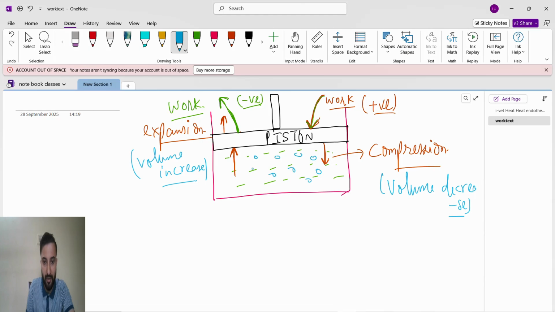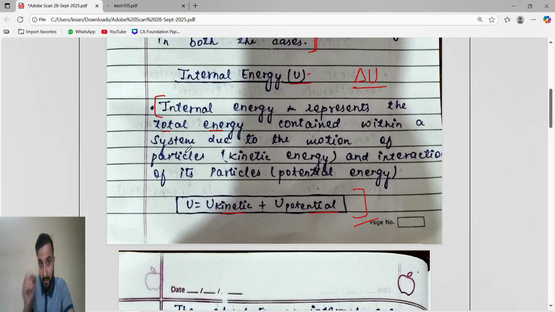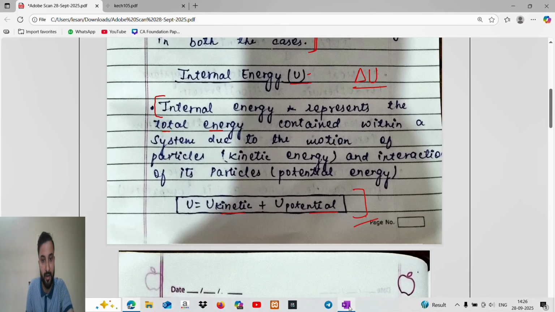So what will happen? The gas particles will move. Correct? Obviously, the gas particles will move. The movement means what? We'll get the kinetic energy, right? Movement of particles means kinetic energy. If there is a movement, kinetic energy. So that's why they said internal energy represents the total energy contained inside the system due to motion of particles. That is kinetic energy.